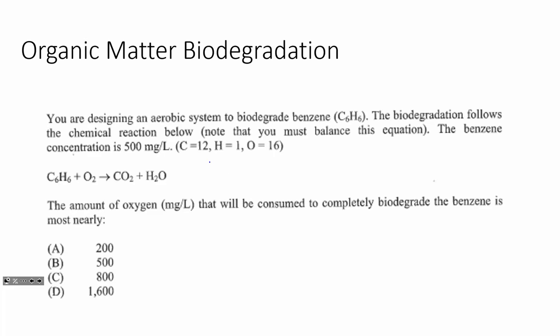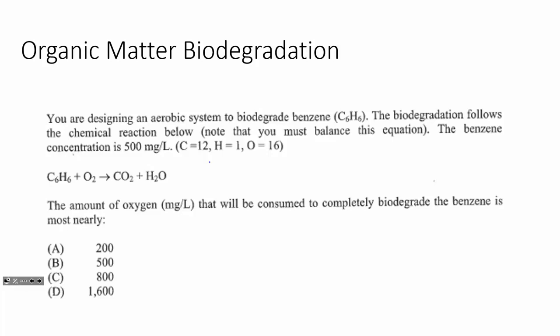First question that we have here, we're looking at basically what the oxygen demand is going to be to biodegrade benzene. So this is a carbon-containing structure, organic matter here, to CO2 and H2O. The question says you're designing an aerobic system to biodegrade this benzene, and it gives you the chemical reaction there as well as the atomic weights of each of the elements. If you have a benzene concentration of 500 milligrams per liter, it wants to know the concentration or the amount of oxygen that's going to be consumed to completely biodegrade the benzene.